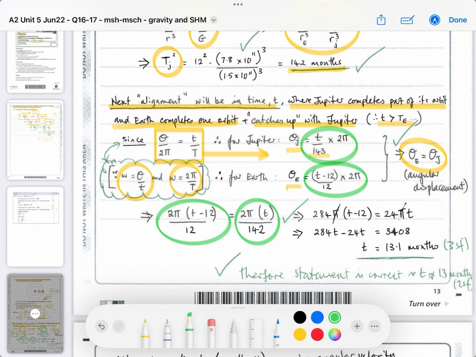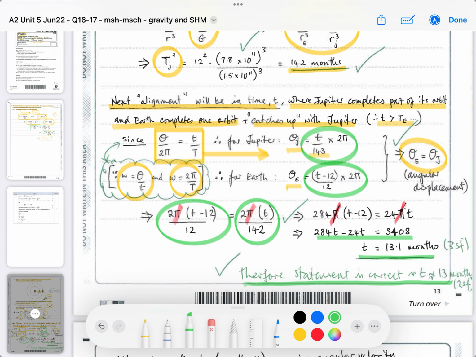And when you put all the t's on one side, first of all, you can cancel the pi's, because there's a pi on each side. Yeah, so pi's cancel out, which I've done here. So you can then put all the t's on one side. It comes to 3,408, and if you simplify it, it comes to 13.1 months. Therefore, the statement is correct. T is approximately 13 months to two significant figures.